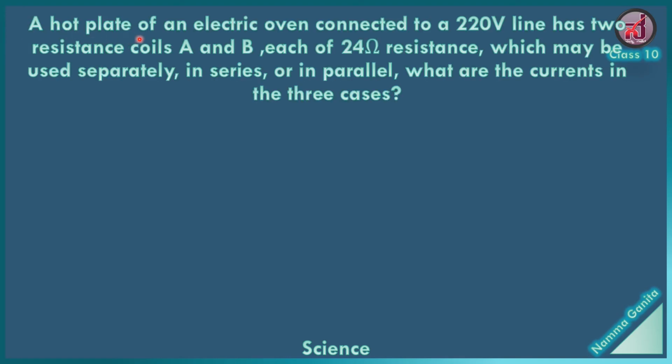A hot plate of an electric oven connected to a 220 volt line has two resistance coils A and B, each of 24 ohm resistance, which may be used separately, in series or in parallel. What are the currents in the three cases? Given V is equal to 220 volt. RA, resistance of the coil A, is 24 ohm. RB, resistance of the coil B, is 24 ohm.